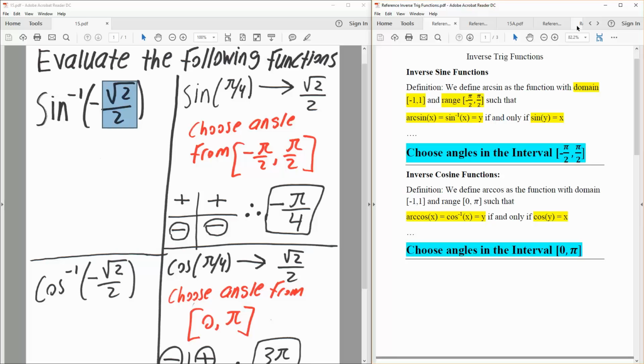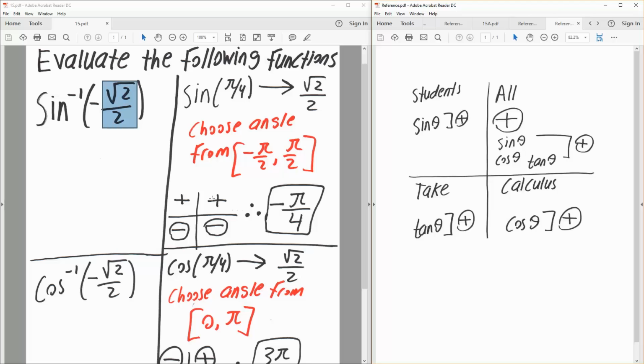And then finally, the third thing we need to consider is which is negative and which is positive. And so that's why we were able to conclude that the answer would be here, which is negative pi over 4. Because sine negative pi over 4 would in fact give us negative square root of 2 divided by 2. And that's how we concluded that sine inverse negative square root of 2 divided by 2, the answer would be negative pi over 4. And so we do the exact same approach for this one also.